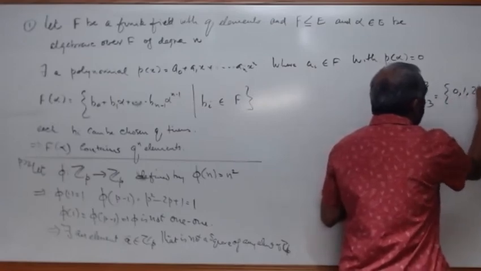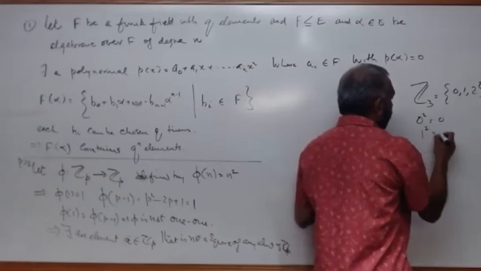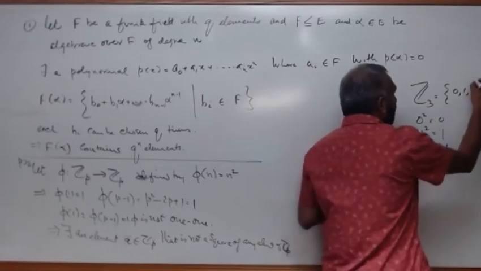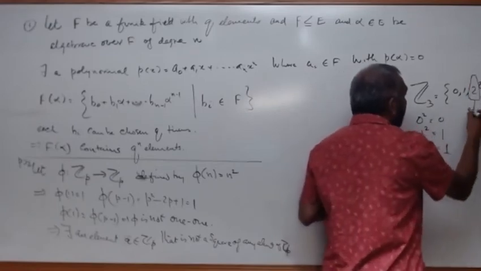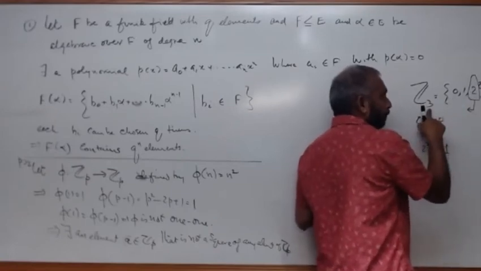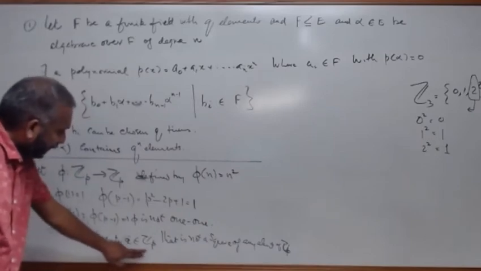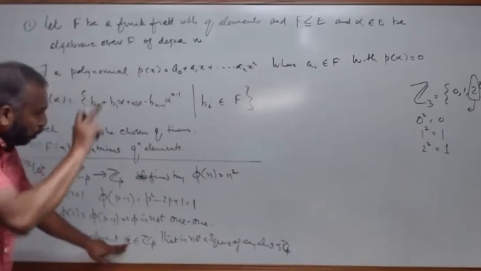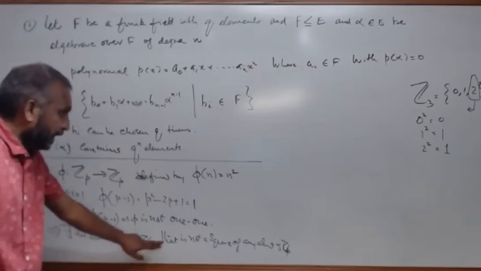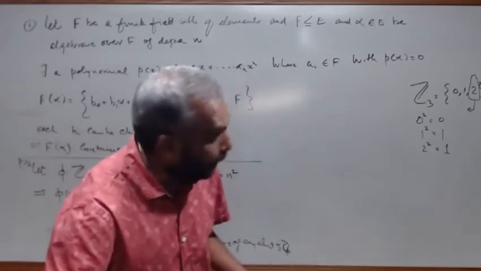0, 1, 2. So 0 square is 0, 1 square is 1, 2 square is 4, which is 1. So this element 2 is not a square of any element in Z3. That's what this says. There exists an element A, here A in Z3 is 2. So there is an element A in Zp that is not a square of any element of Zp.